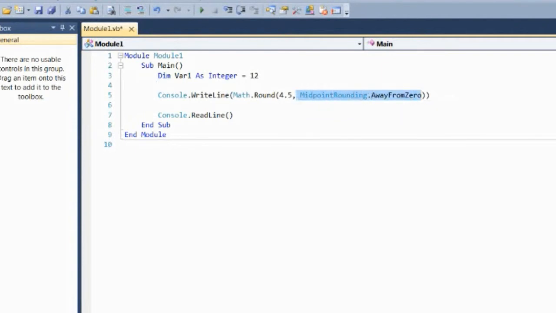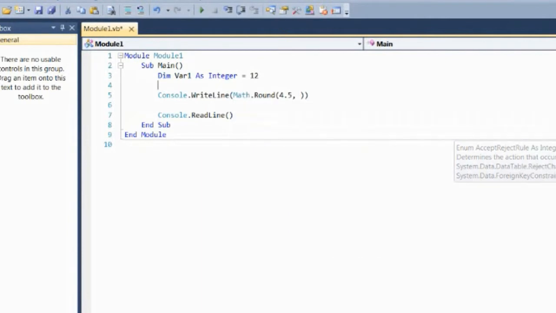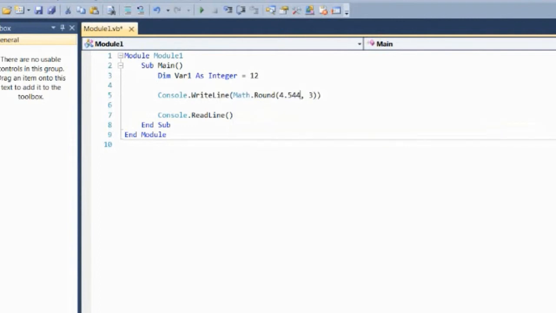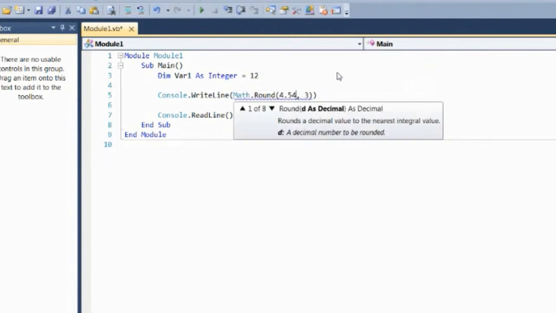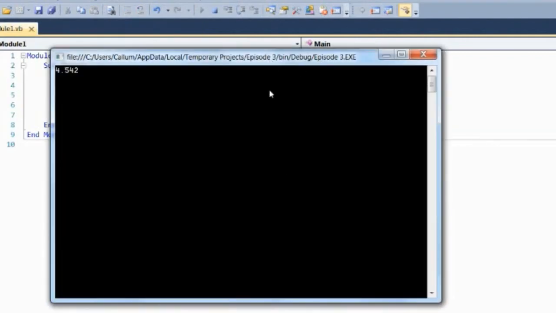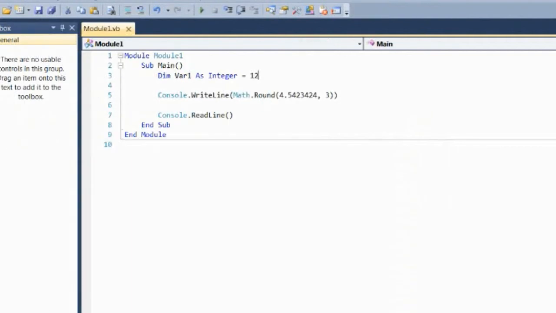Another thing is you can change the amount of decimal places. You can have both arguments. If you click on these arrows here, you can see you give the decimal places and then the mode afterwards. So you can do that. If you change this to 4.4, and then here I can say digits, 3 decimal places, then it will do it to 3 decimal places. So that's how you round to 3 decimal places.